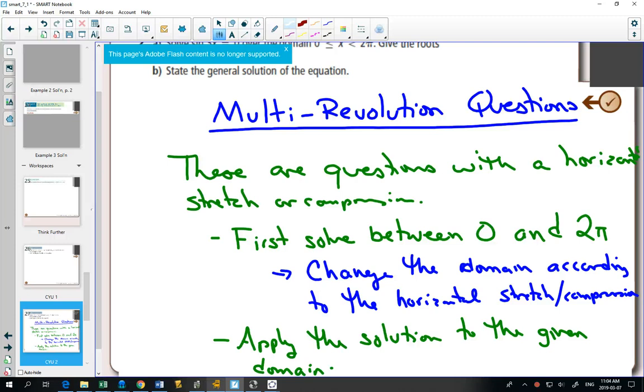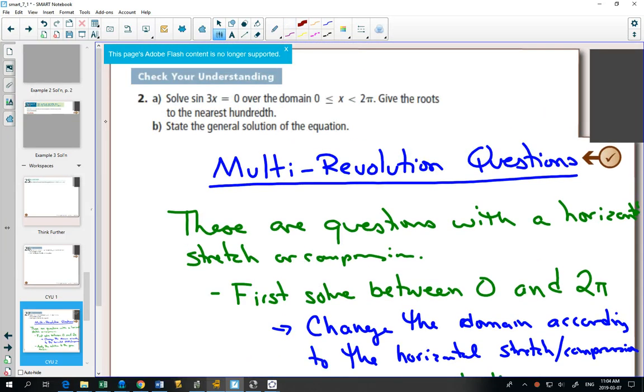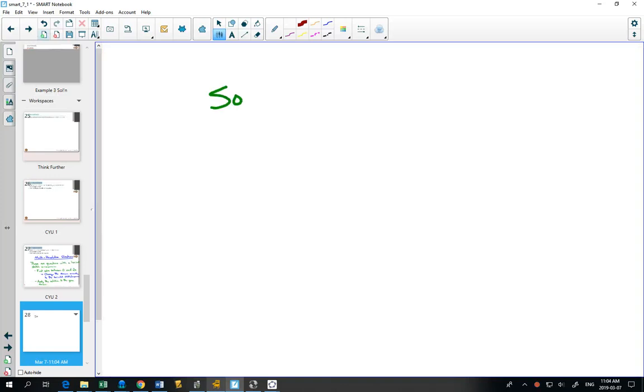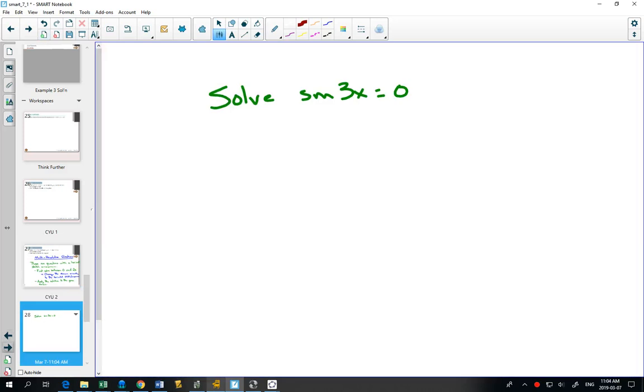So the first question that we have, okay, solve sine 3x equals 0. And the domain that was given to us was 0 less than or equal to x less than 2 pi. When the textbook does this, I'm just feeling like they're trying to be a little bit sneaky.